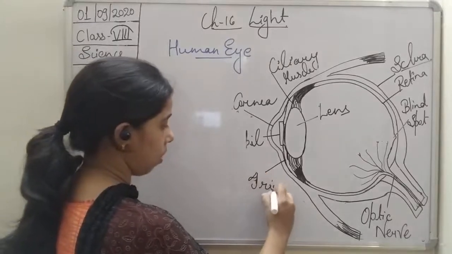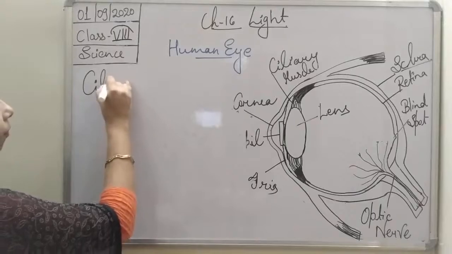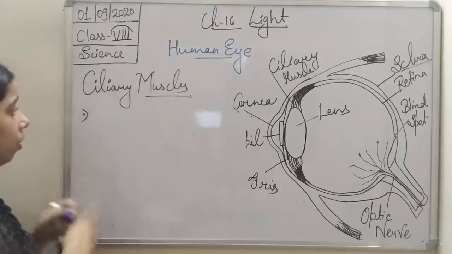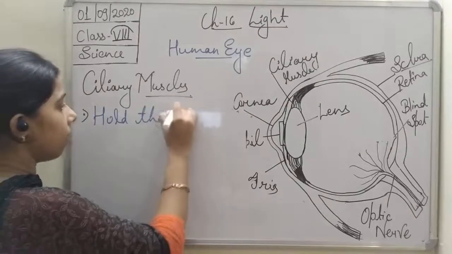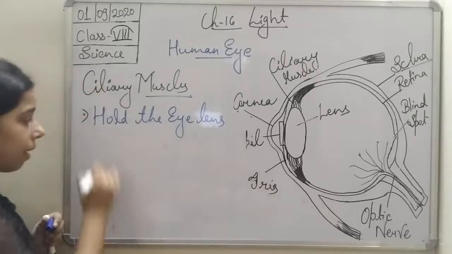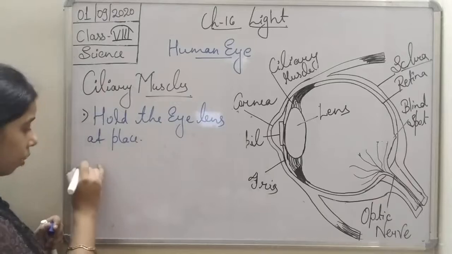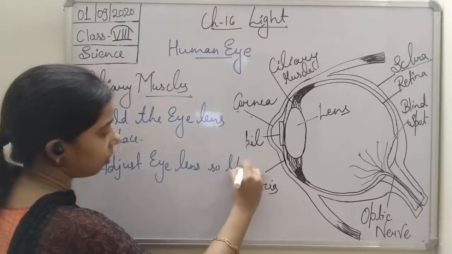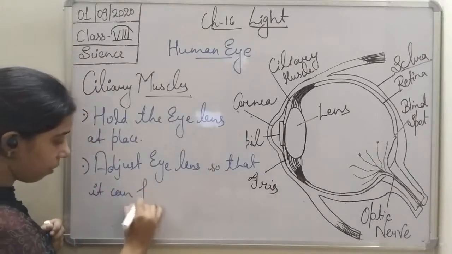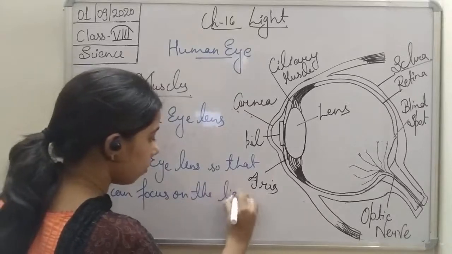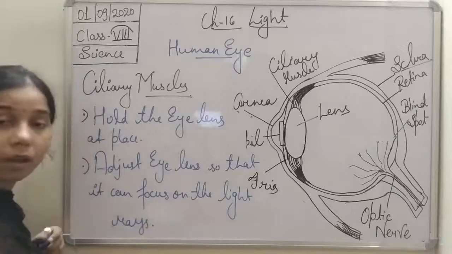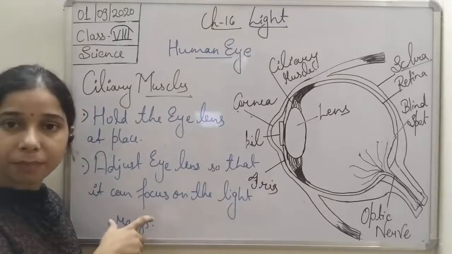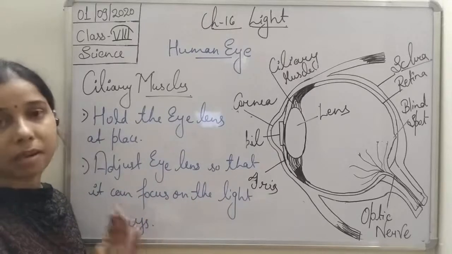This was very easy. So you see, this is the ciliary muscles. What is the ciliary muscles? Its main function is to hold the lens in place. This is the function. Not only this, it adjusts the lens so that it can focus on the light rays. So it helps in adjusting the lens as well as it holds the lens in place. Okay, so this is the major function of the ciliary muscles.